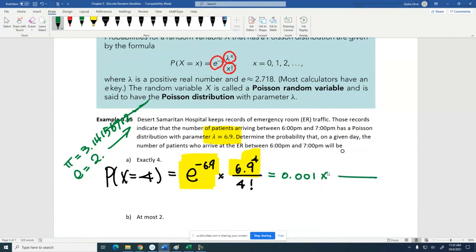And can you take the second one? The 6.9 with the power 4. So here is the 6.9 power 4. I have 2266.71. And you know the last one is a factorial, right?